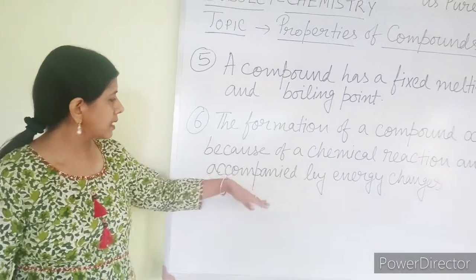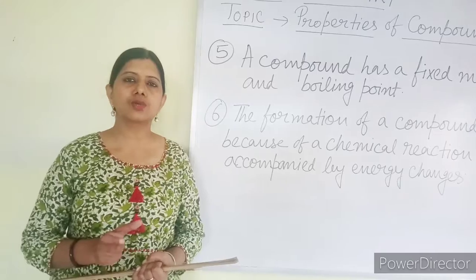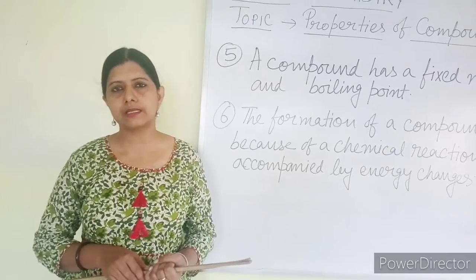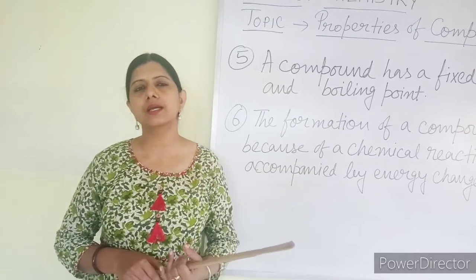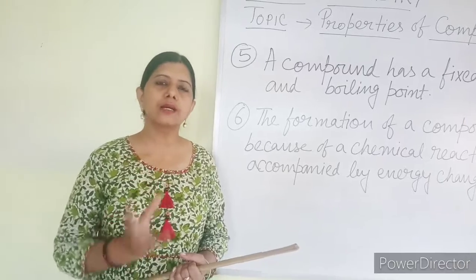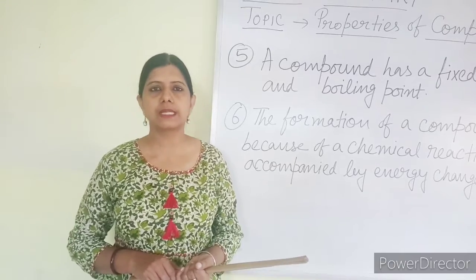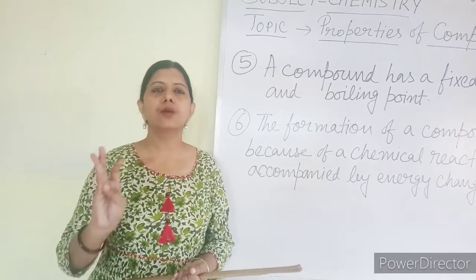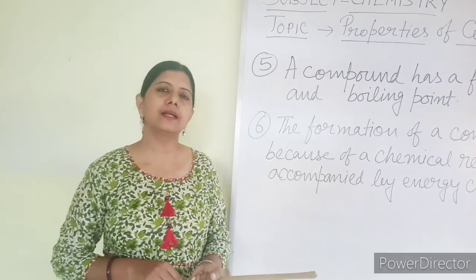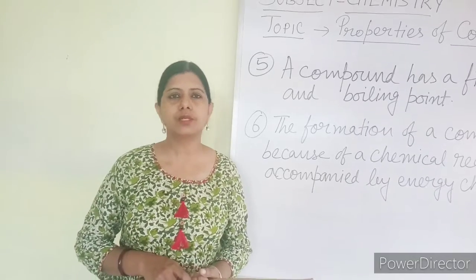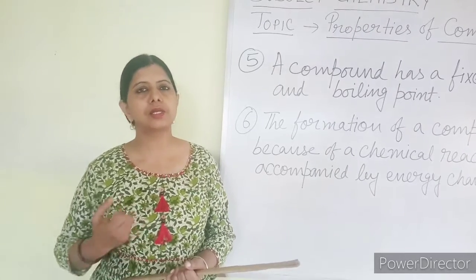The second part is that it is associated with energy changes. Generally, chemical reactions are associated with energy changes in two ways. That is, either energy is absorbed or energy is released during a chemical reaction. According to the energy changes, chemical reactions can be classified into two types: exothermic and endothermic reactions. Exothermic means a chemical reaction in which heat energy is released. Endothermic means a chemical reaction in which heat energy is absorbed.